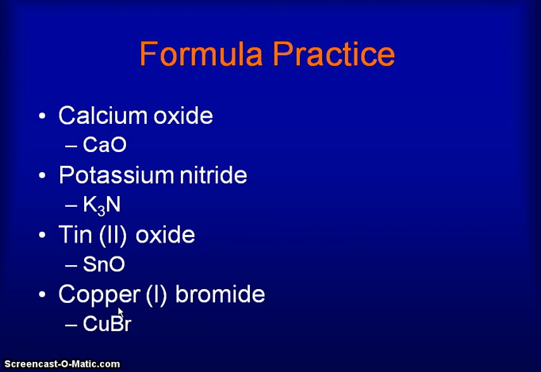And then the last one is copper(I) bromide. So copper is a 1+, that's what this Roman numeral is telling us. Bromine is a 1-, so they are already balanced, so we write CuBr.